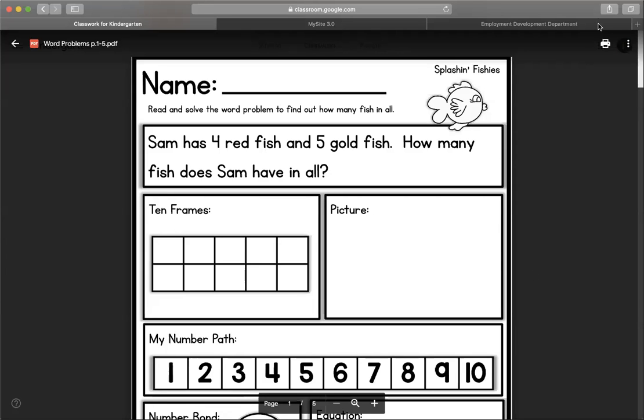Mama, this is not my name. It's not my name. Not your name. It doesn't say ELD. You're right.